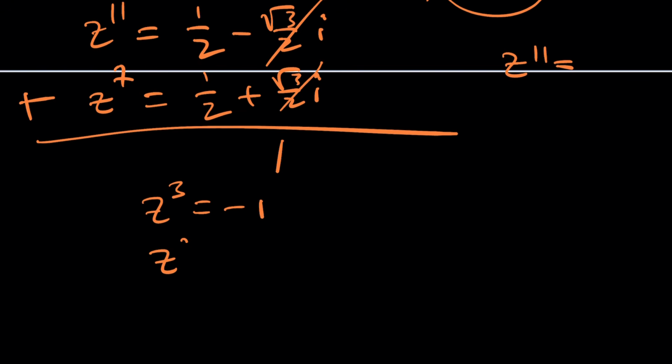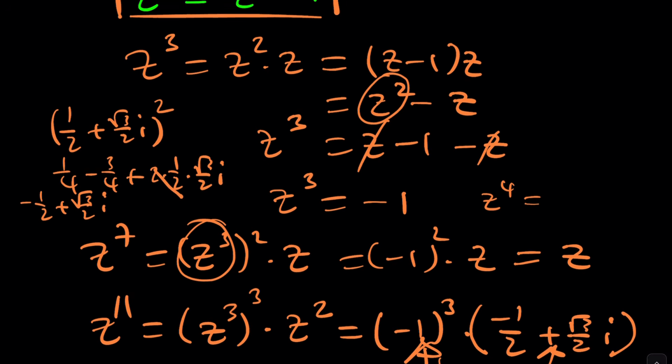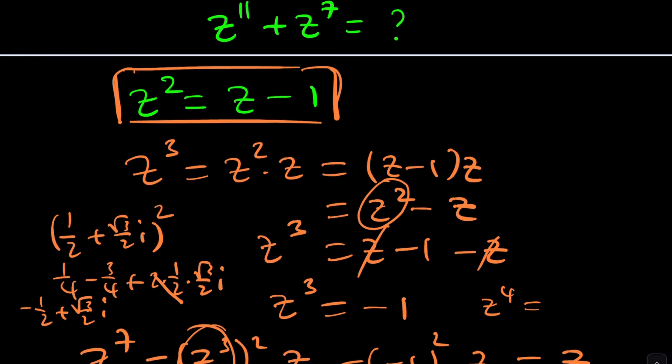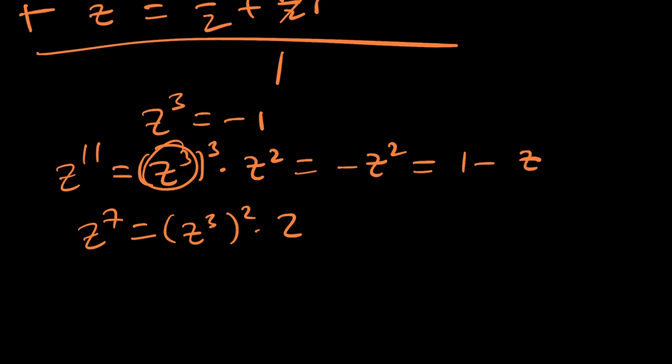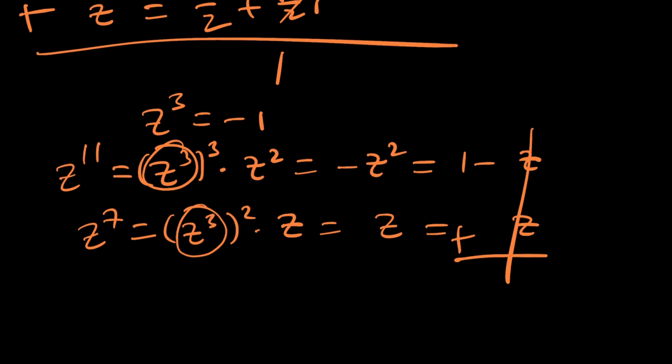So z to the 3rd times z squared. This is negative 1, so it's negative z squared. And as you know, z squared is equal to, what was it? Z minus 1, so this is going to be 1 minus z. Beautiful. I think this is going to be helpful. This is z to the power 11. And then z to the power 7 is z cubed squared times z. As you know, z cubed is negative 1, so this is z. So when you add them, you get 1. Again, no matter how you approach it, you're always going to get 1 as a result.